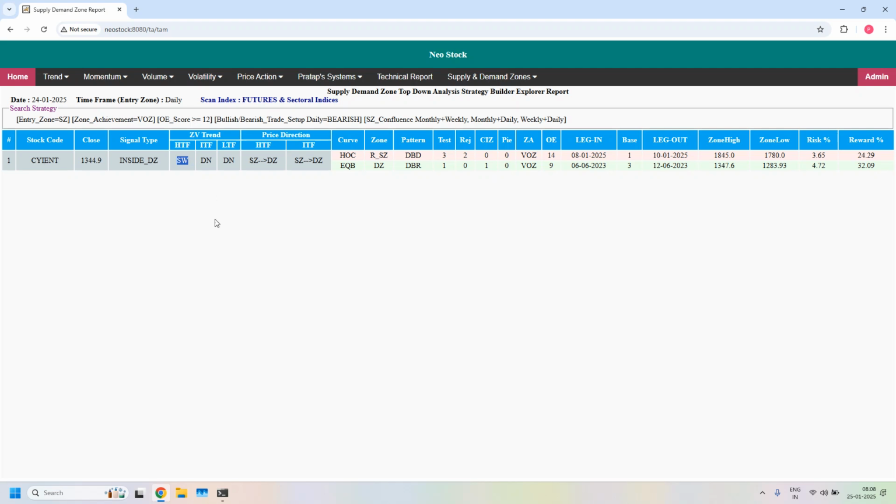And trend is sideways, no need to check for EMA confluence. It does not add any extra advantage. So this is bearish trade setup for monthly income trade.